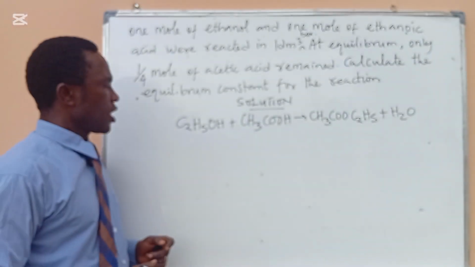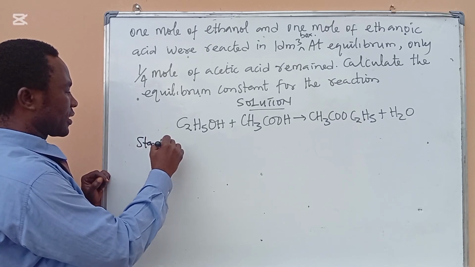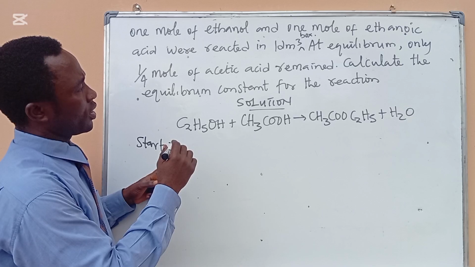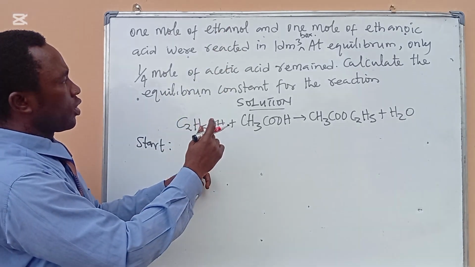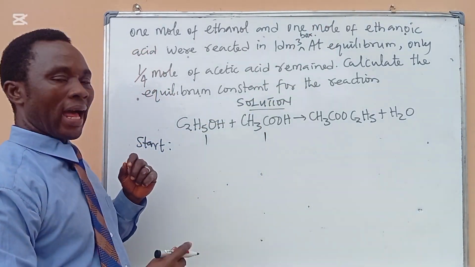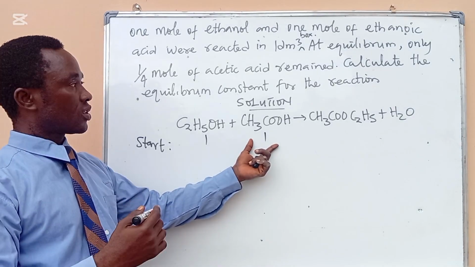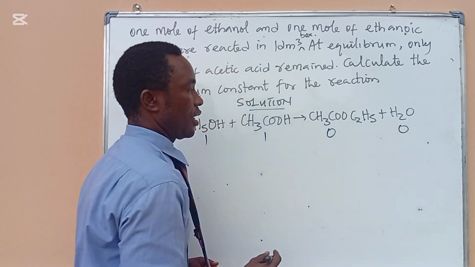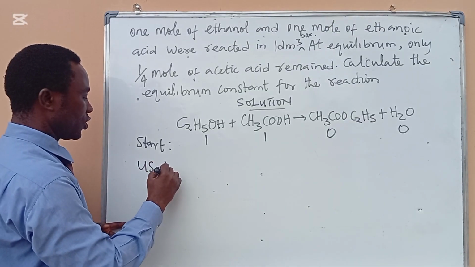Now, if we want to go by this, we start by saying that the starting material that was given to us is 1 mole of ethanol reacted with 1 mole of ethanoic acid. So at the beginning of the reaction, 1 mole of ethanol and 1 mole of ethanoic acid was introduced into the box. No product was introduced, so we take them to be 0. Then what is the amount that is used?